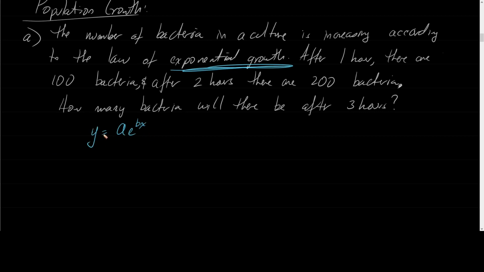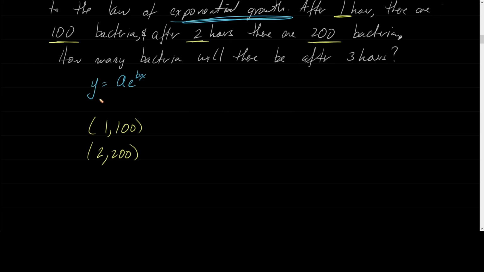Now, we want to come up with this function so that we can figure out what happens after 3 hours, all right? And we're also given some other information. We're told that after 1 hour, there's 100 bacteria, and after 2 hours, there are 200 bacteria. So essentially, we could think of this as the points 1, 100, and the point 2, 200. Right, so we could think of those happening there, where the first column represents the time, and the second column represents the number of bacteria.